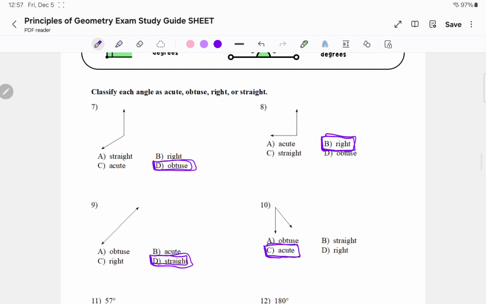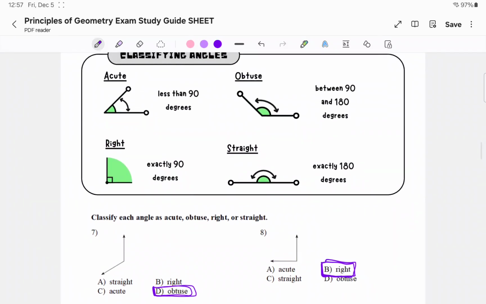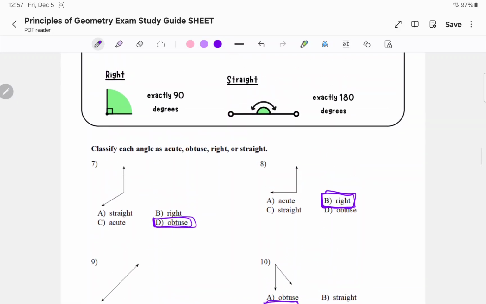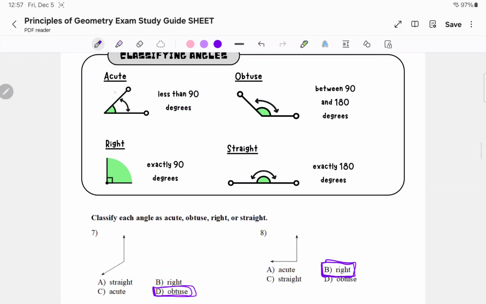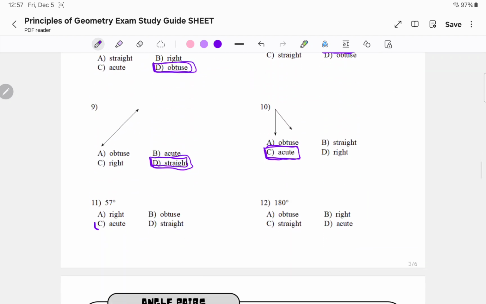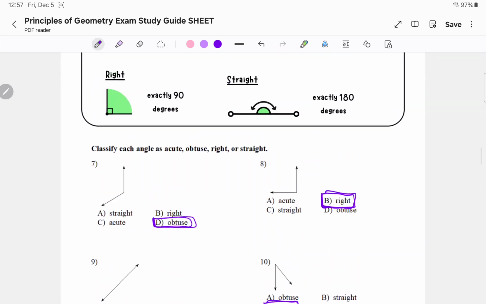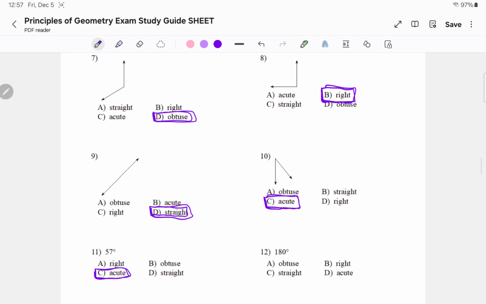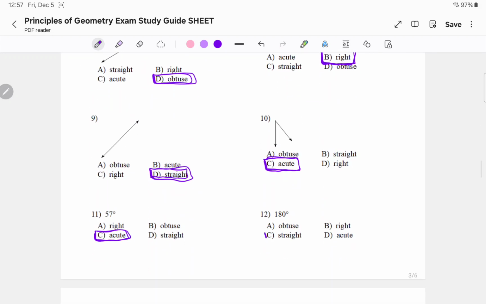Now for 11 and 12, it's giving us numbers. There's no picture, but you can look back up here for the numbers. Since 57 is less than 90, look up here. That's acute. So my answer is acute. And then for number 12, I have 180 degrees. Which one is exactly 180 degrees? That would be a straight angle or a straight line.